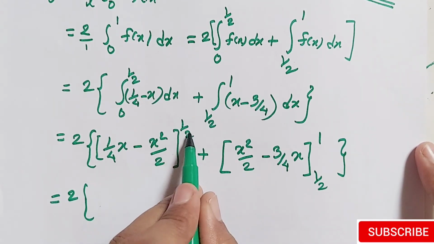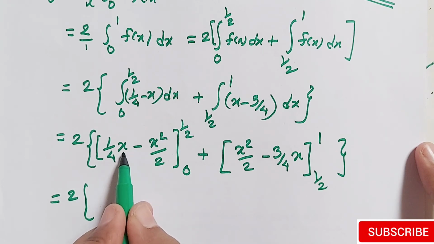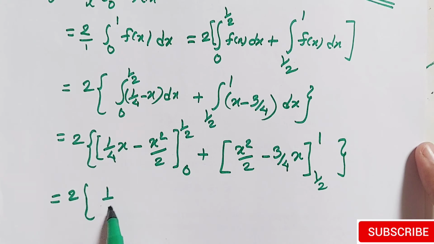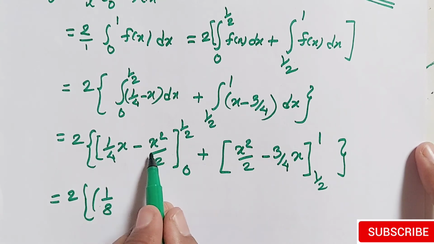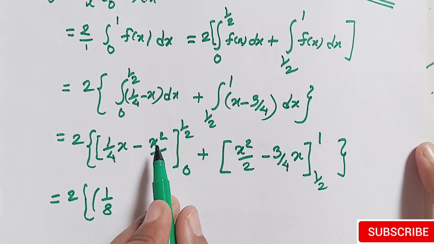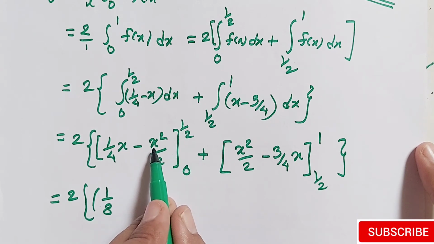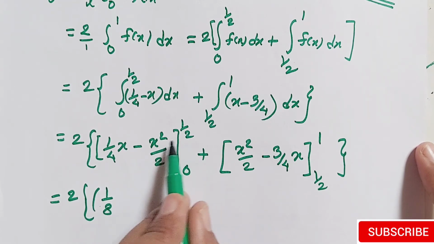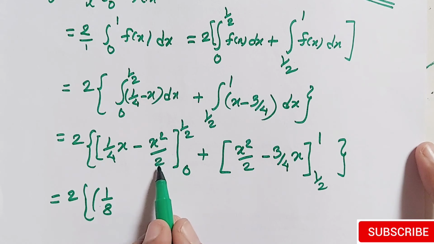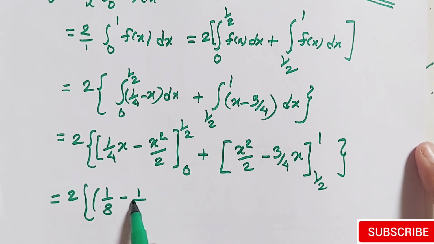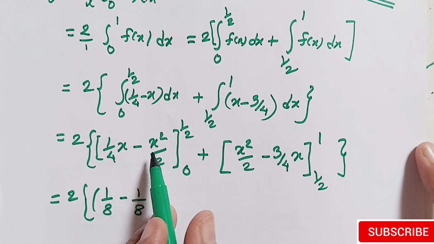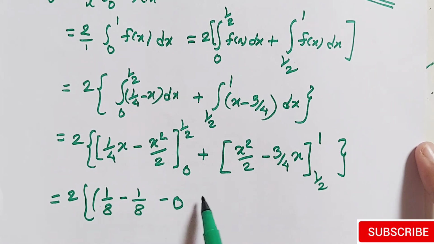So here the upper limit is 1/2. If we put 1/2 here, then 1/4 into 1/2 is 1/8. Now here put the upper limit. For x², we have to take the upper limit squared, so it is 1/4 divided by 2, that is 1/8. Minus the lower limit: when we put x equals 0, the whole term is 0.